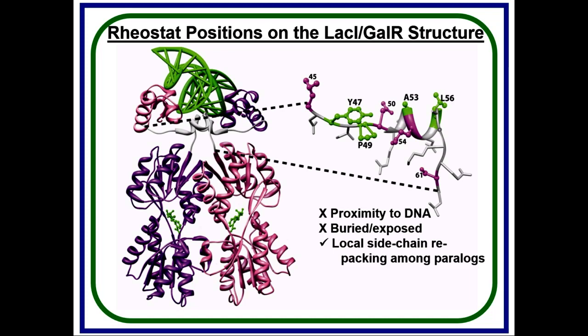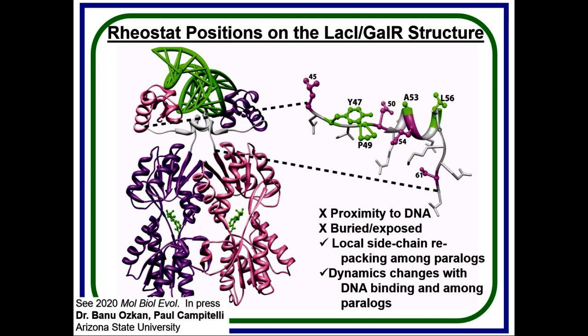There are, though, in this region, local side chain repacking when we compare different paralog structures. And we also know that this is a region where dynamics are very important and that there are dynamic changes that occur with DNA binding and that there are dynamic changes among the paralogs. It's beyond the scope of this current talk, but in collaboration with Dr. Oskin and Paul Campitelli at Arizona State University, we have described very compelling dynamics changes that are associated with substitutions at rheostat positions.